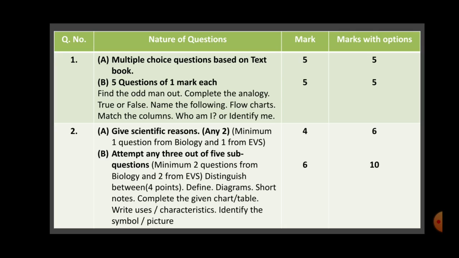Next, short notes can be asked, again where 4 to 5 points should be written. Then a chart or a table can be given and you will be asked to complete it. You can be asked to write the uses or characteristics or identify the symbol and the picture. And this will be of 6 marks, 2 marks each.